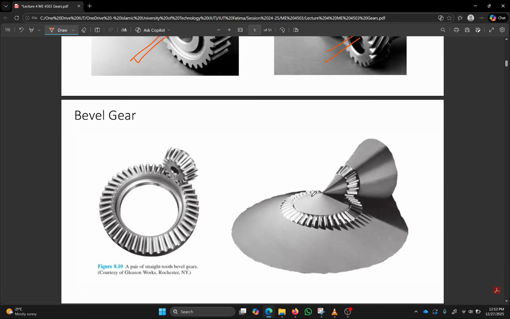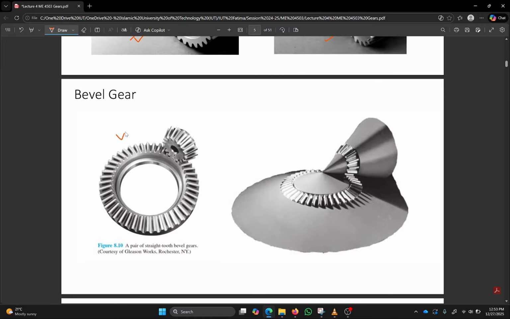And these are two examples of bevel gears. Bevel gears are a special kind of gears where the gears are rotating about shafts that intersect. This is the shaft of one gear. This is the shaft of the other gear. These shafts are not parallel.